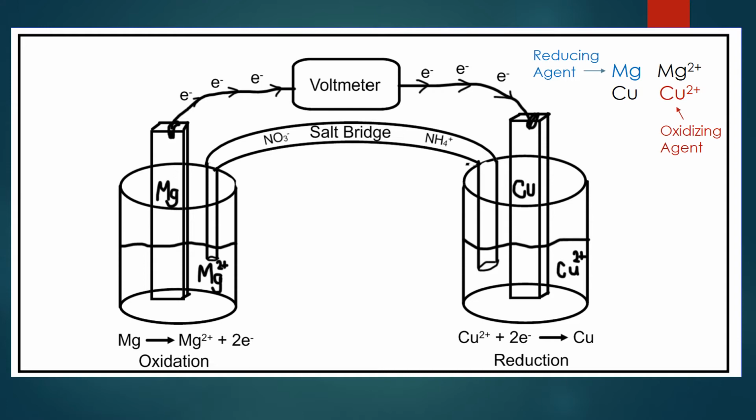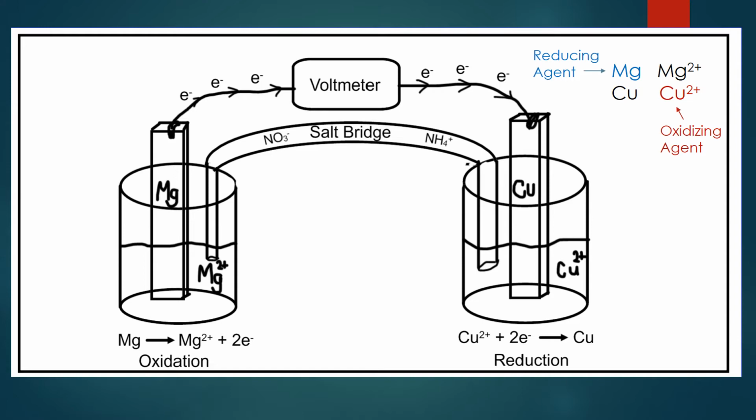With the copper, as the electrons accumulate on the surface of that copper, the Cu2+ ions go pick up the electrons and become solid copper and deposit themselves on that copper rod. So the magnesium rod actually gets lighter, the copper rod gets heavier.